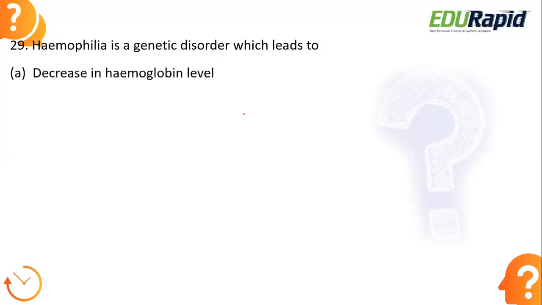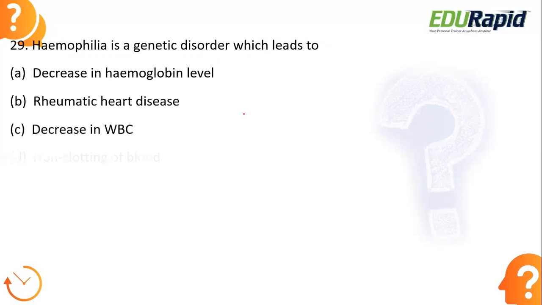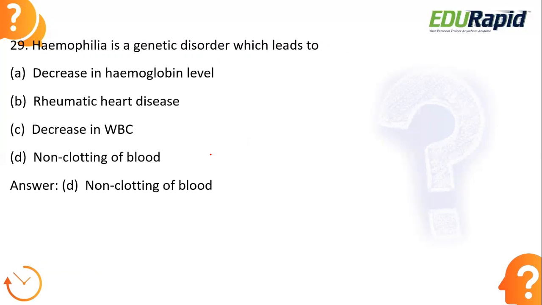Now the next question: hemophilia is a genetic disorder which leads to decrease in hemoglobin level, rheumatic heart disease, decrease in WBC, or non-clotting of blood. And the right answer here is option D, non-clotting of blood.